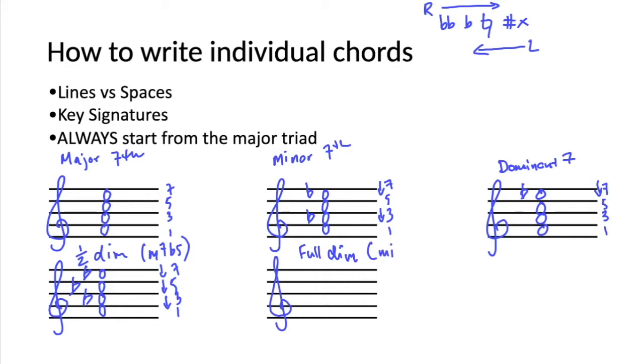otherwise known as the diminished 7th. So 4 notes, formula is 1, lowered 3, lowered 5, double lowered 7. So it's very similar to the half diminished.